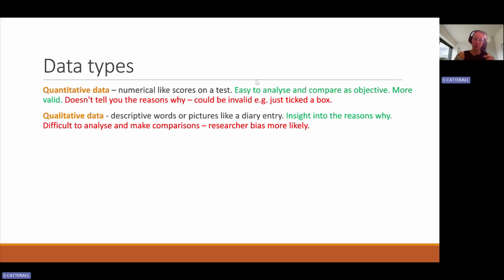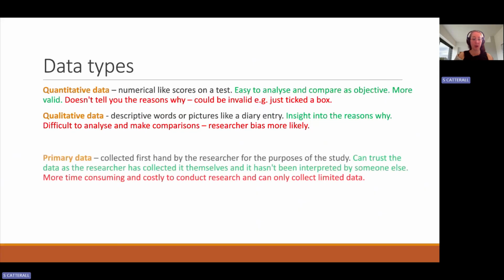But disadvantage of quantitative, we don't have any insight into the reasons why they've put those things. They could have just ticked a box, could have been bored or whatever if it's a questionnaire. And then for the qualitative data, we have got those insights and those reasons why. We've got an understanding of what the reasons are for that behaviour.